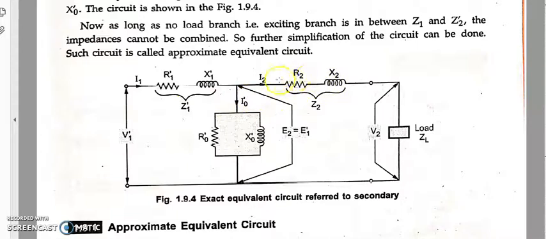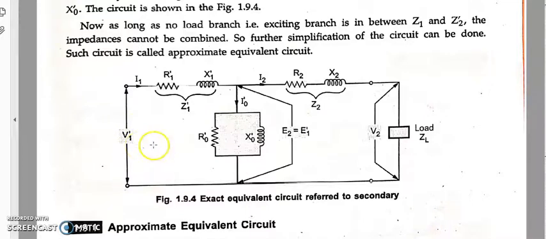Yes, this remains the same. Yes or not? The secondary side components remain the same: I2 itself, R2, X2, V2 is V2 itself, ZL, and E2 remains E2. And R0 has become R0 dash, X0 has become X0 dash, as well as I0 has become I0 dash, because I have transferred all the components from primary to secondary. Again, V1 has also become V1 dash.